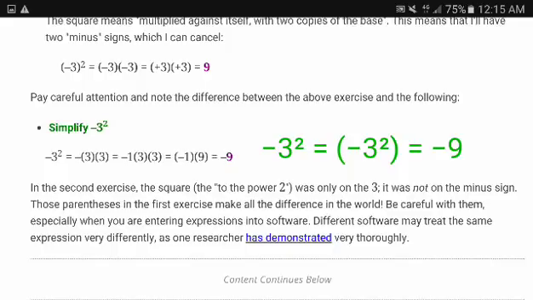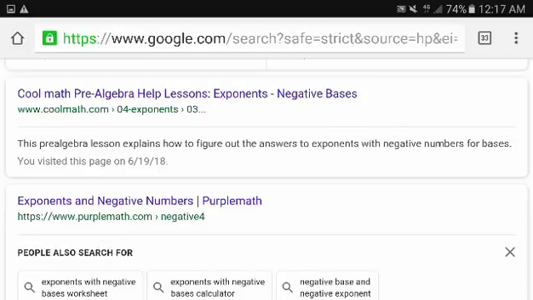Let's read this. In the second exercise, the square, the power 2, was only on the 3. It was not on the minus sign. Those parentheses in the first exercise make all the difference in the world of exponent on negative base. So be careful with them. Let's go back here and let's read from coolmath.com kung ano rin ang meron sa kanya when it comes to exponent on negative base.